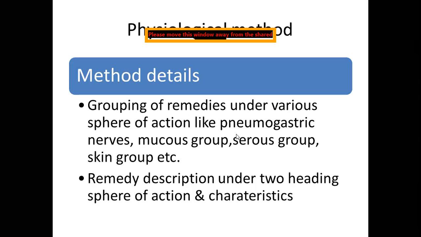Then drugs acting on the mucous membrane. Then there are some drugs like Pulsatilla, Allium cepa, Euphrasia, Kali bichromicum. They are acting more, or their sphere of action is more, on the mucous membrane of various organs. Then one more group is serous group. Serous group means the drugs acting on the serous membranes of the various parts of body. So one example of serous membrane is what?